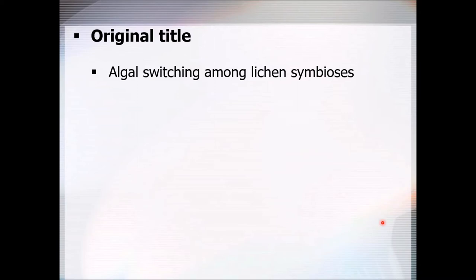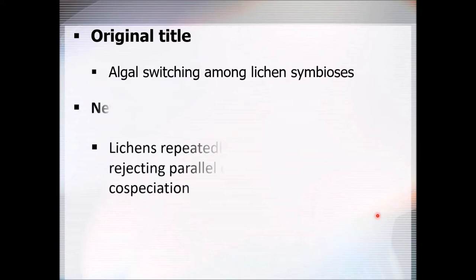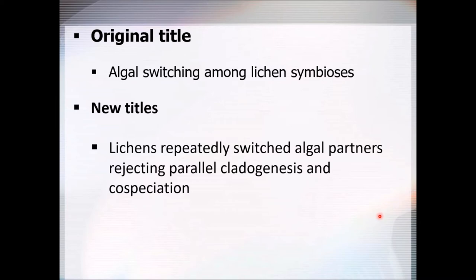I've picked three examples from the American Journal of Botany back in the years 2000 and 2001. Here's the original title, Algal Switching Among Lichen Symbionts. How can we improve that? Well, we could look at their original results and take something directly from the abstract. Lichens repeatedly switched algal partners, which rejects the hypothesis of parallel cladogenesis and co-speciation. The title's a little bit different than I've just read it, but you get the basic idea. This is a lot better because it tells the audience what you're going to be talking about. It tells the audience your conclusions. But we can improve it even more.